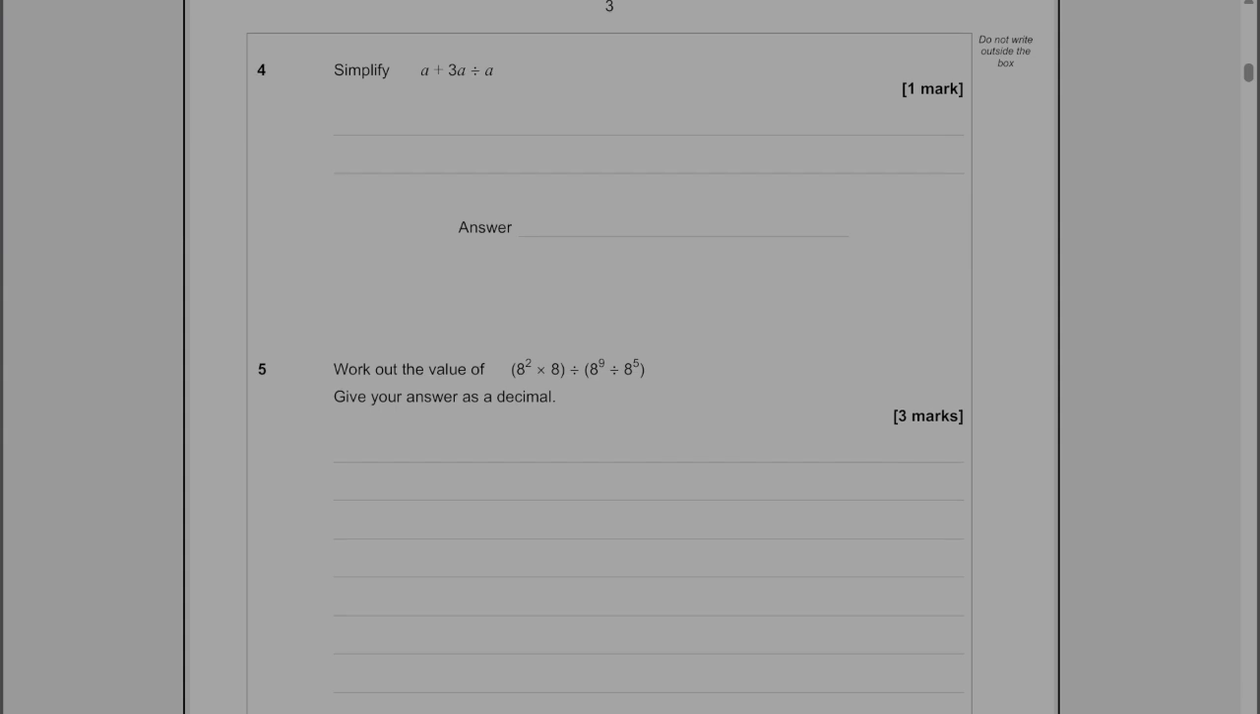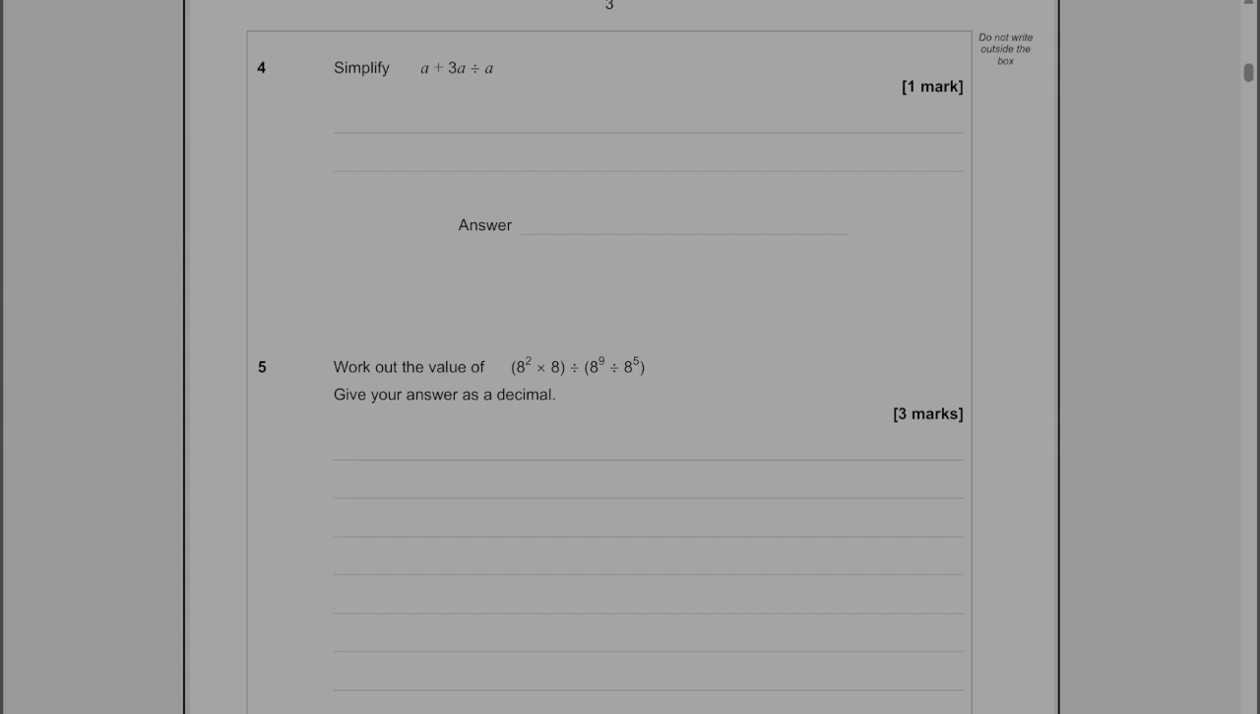Okay, question 4, simplify. So we've got to do this division first of all, which is going to catch some people out, I would imagine. So we've got a plus 3a divided by a is just going to give you 3. So it's going to be a plus 3.